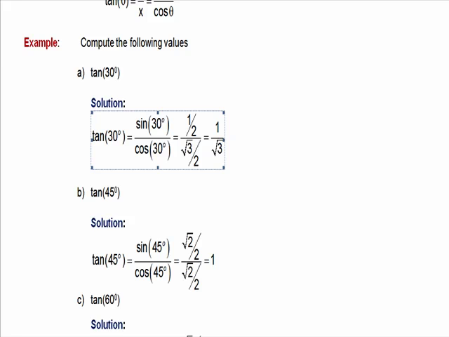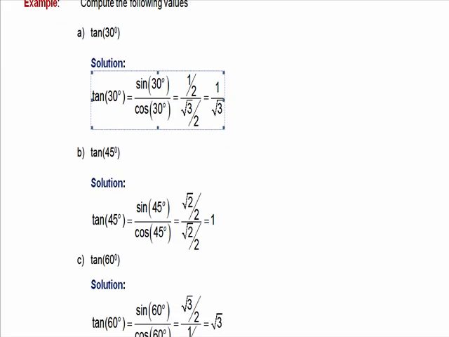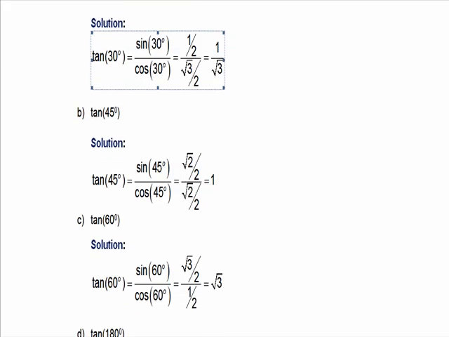So I'd like to compute tangent 30 degrees. Well, remember, tangent 30 degrees is sine of 30 degrees divided by cosine of 30 degrees. Sine of 30 degrees is 1/2. Cosine of 30 degrees is square root of 3 divided by 2. And if I simplify that, I get 1 divided by root 3. For our purposes, we don't need to rationalize the denominator. If you did, you would end up getting the square root of 3 over 3, however.